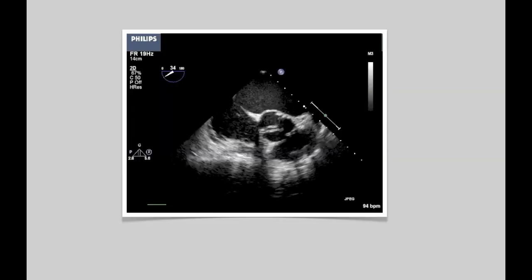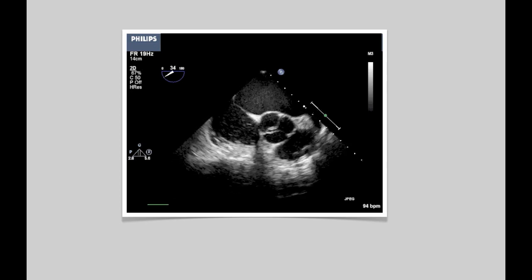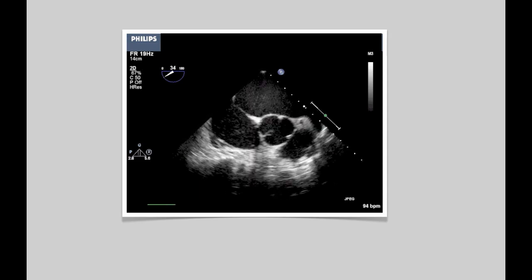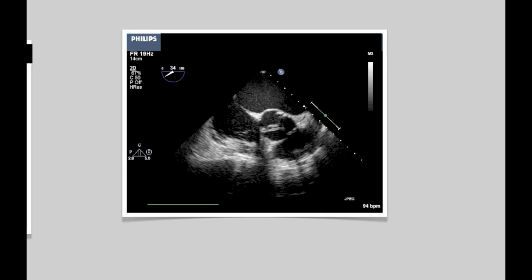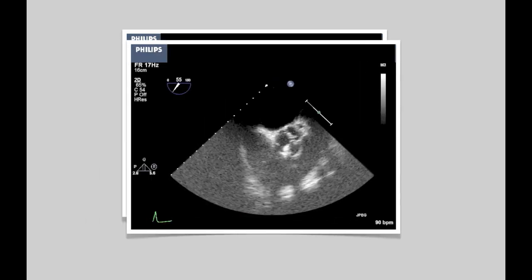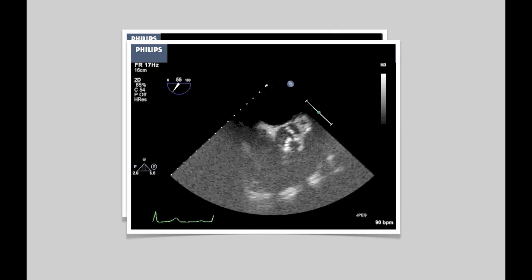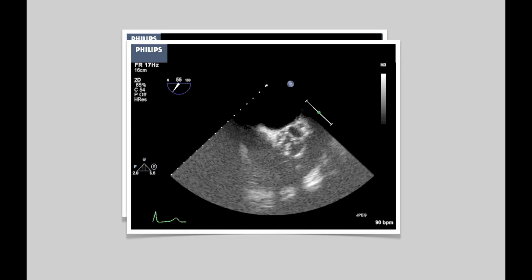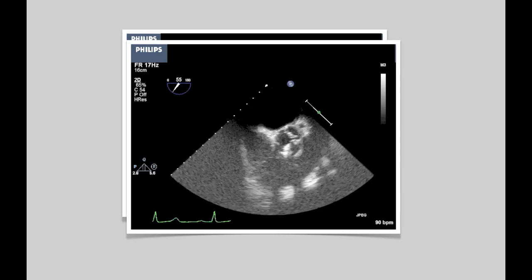Here we see an example of the mid-esophageal aortic valve short axis, where it looks as though the left coronary cusp and right coronary cusp may be partially fused, and the non-coronary cusp is heavily calcified and poorly mobile. This is likely at least moderate or probably severe aortic stenosis. We can see as we move in closer here that there is a slight separation of the left and right coronary cusps, but not substantial, and that likely confirms our initial diagnosis of severe aortic stenosis.